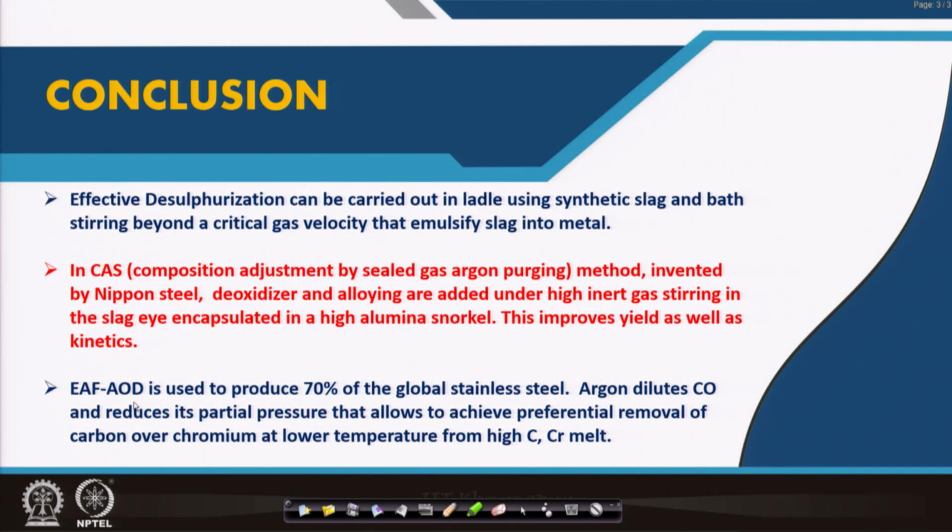That is the main thing in stainless steel making, because first you make the high carbon, chromium and nickel melt in the electric arc furnace from the chief raw materials. Then you preferentially remove the carbon over chromium, such that you can keep the chromium in the bath but allow the carbon to go away. That is the idea, and in the AOD process, argon serves that purpose. Okay, and that's all. Thank you very much.